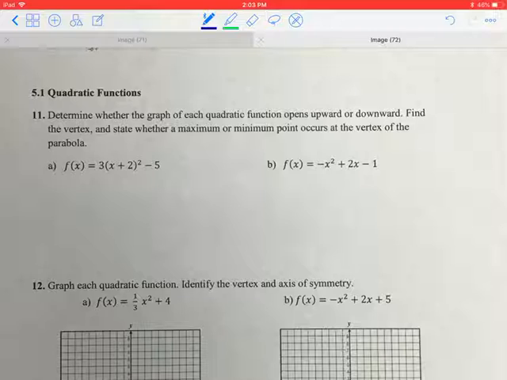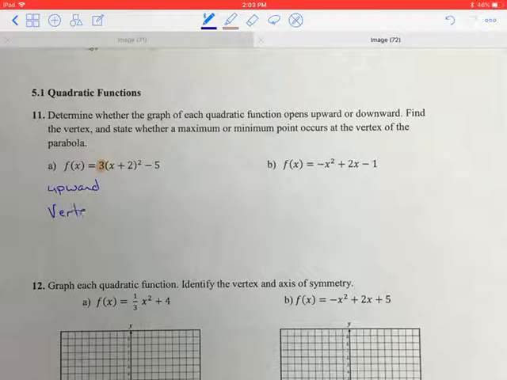All right, so I'm going to start with my value of a, which occurs right here. Since that is positive, I know that my parabola is going to open upward. All right, so I've got that. Next, I want to find the vertex.